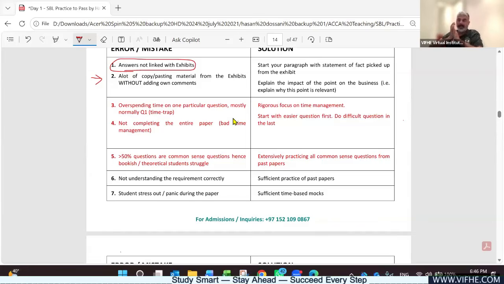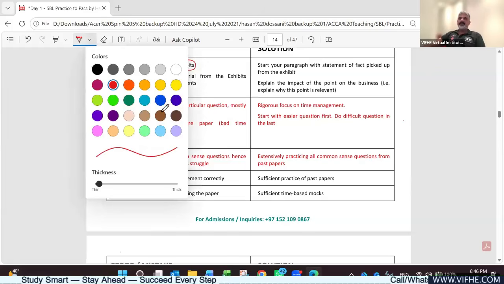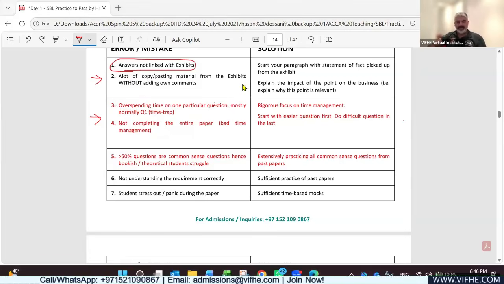All your answers have to be in the context of the scenario. That's it. Another most common reason is overspending time on one particular question. How many of you have done this in your exam, in any paper of ACCA, that you have overspent the time on one particular question? Most of you have done it.